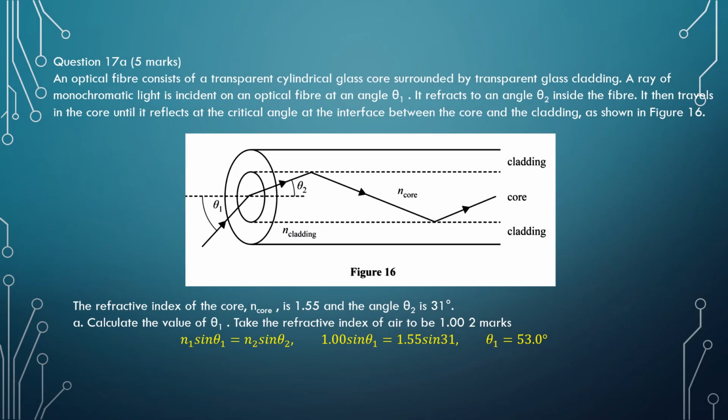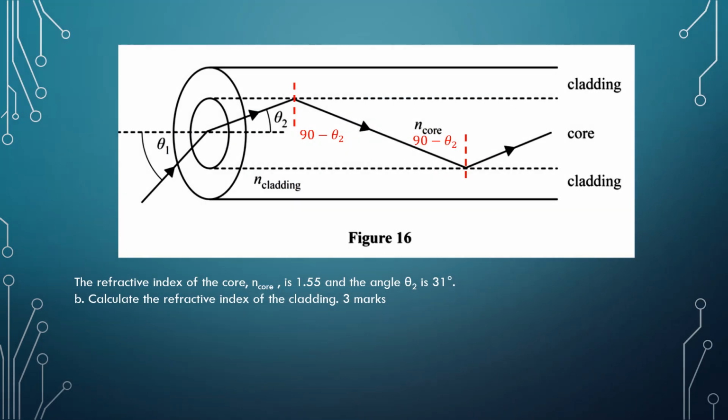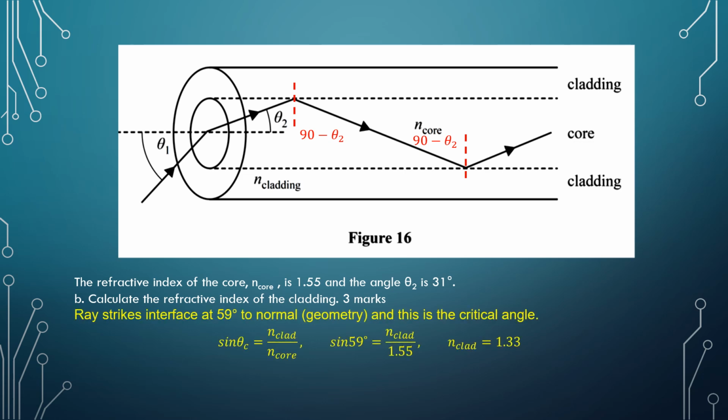We know the refractive index of the core and refractive angle, then calculate the incident angle with Snell's law. This is a total reflection. The refractive angle is 90 degrees, and the incident angle is 59. We calculate the refractive index of cladding step by step.